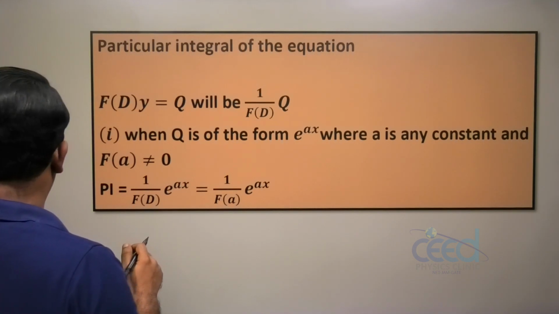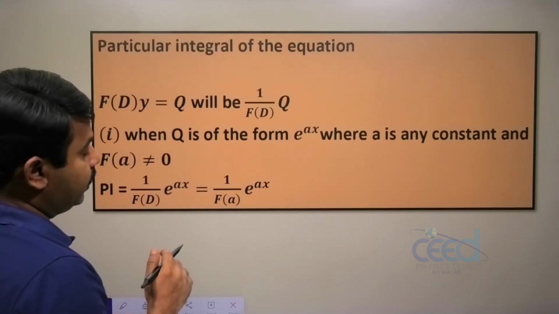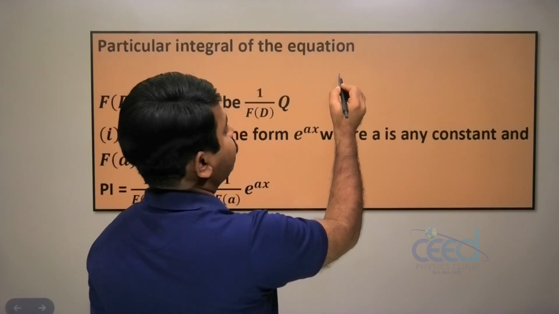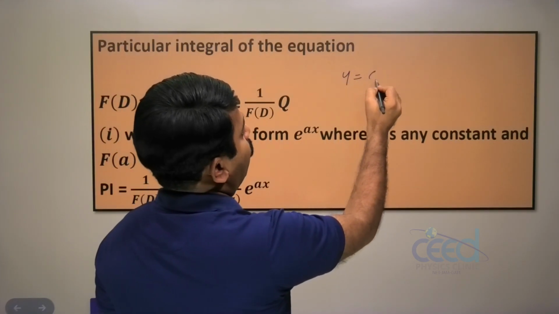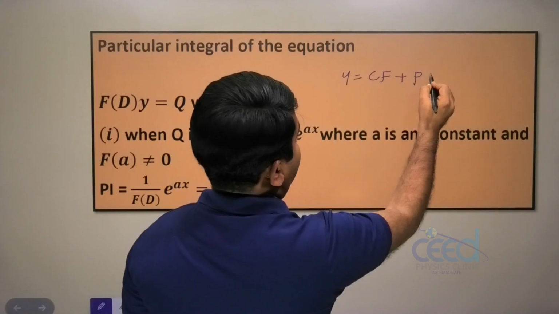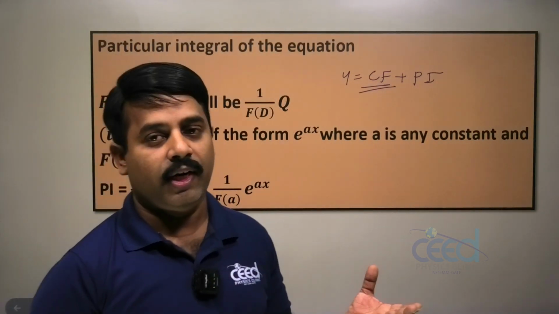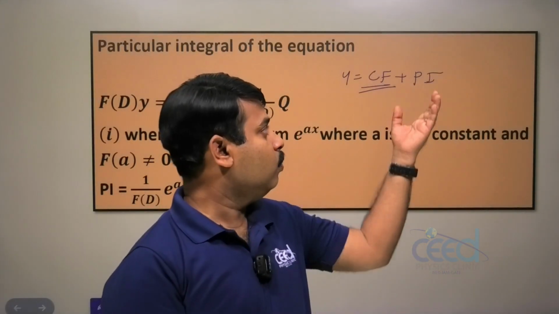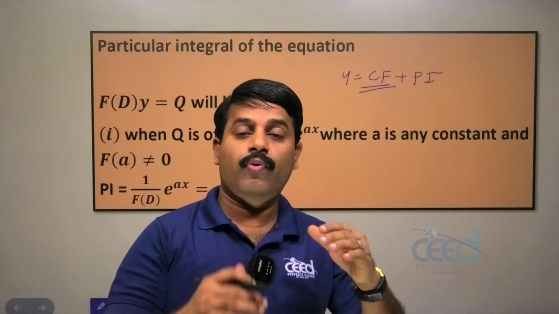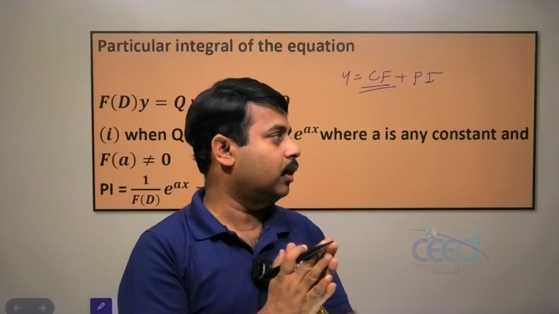Let me write once more. For a higher order differential equation, the solution is complementary function plus particular integral. How to find the complementary function, that we saw. Now we need to find how to find a particular integral.